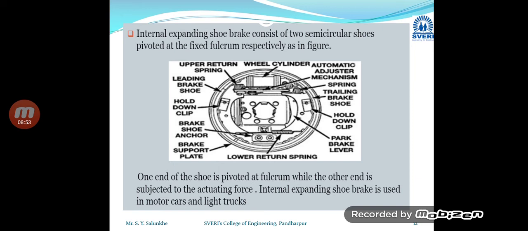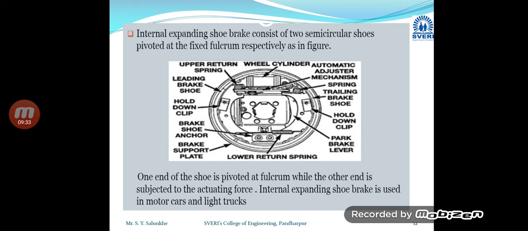Now these two shoes are lined with the friction lining. Normally asbestos is used as the material for the friction lining, for which the coefficient of friction is higher. You might have seen in the case of two-wheelers that the brake shoes are frequently replaced after a certain period of time. The shoes are lined with the frictional material, and if that frictional material wears out, then we replace the shoes.